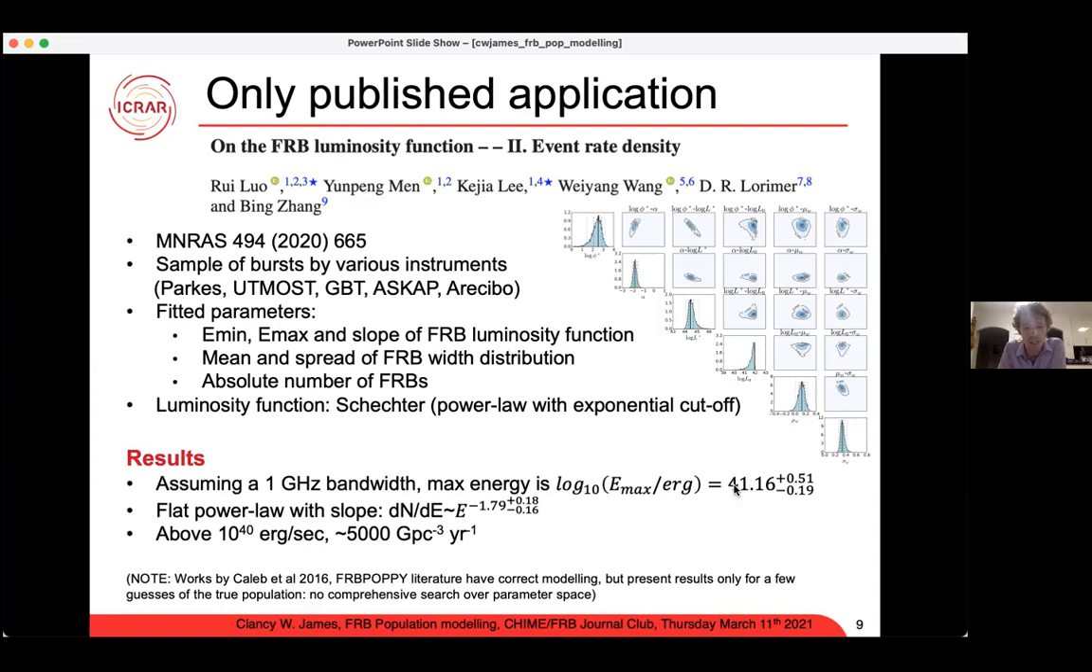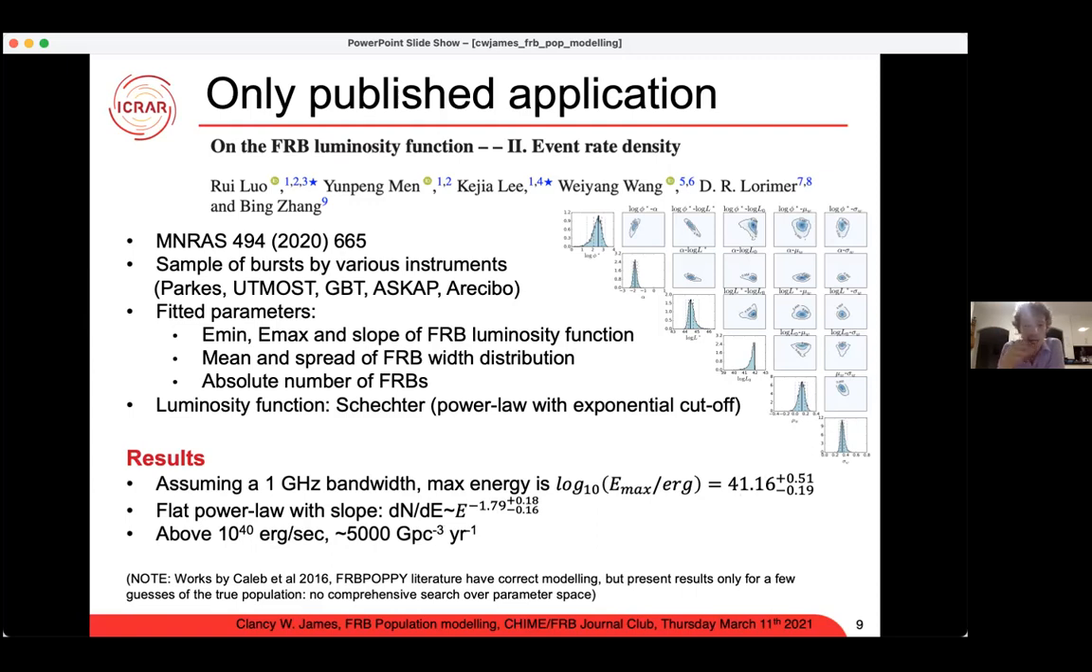And so these are their key results. They got a pretty good fit for the Emax energy. I've converted them to the units I'm looking at. The differential slope was minus 1.79, so that's actually pretty flat. And something about 5,000 per cubic gigaparsec per year above 10^40 ergs. That should be ergs, not ergs per second, sorry.